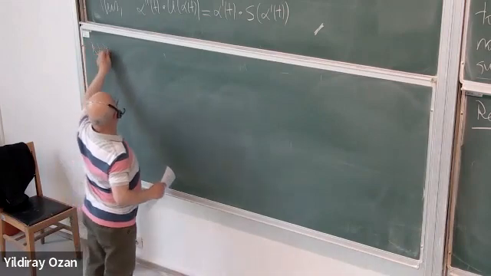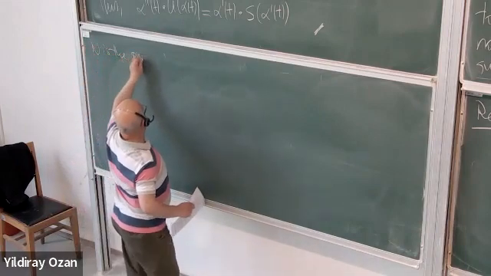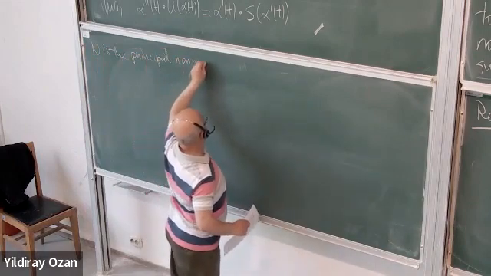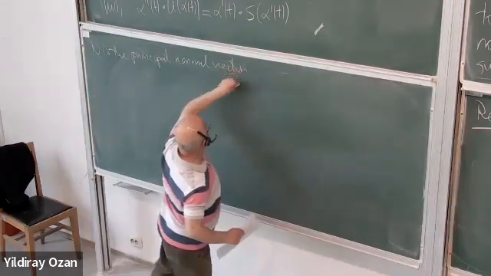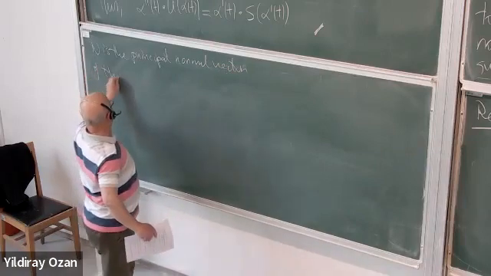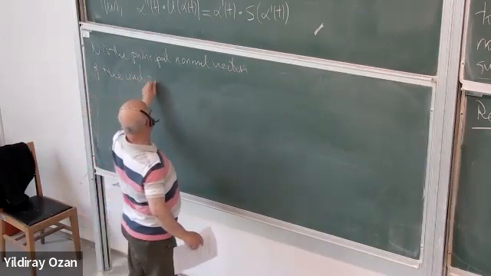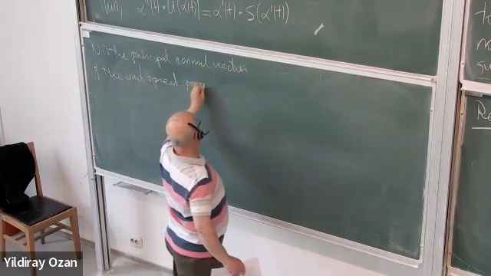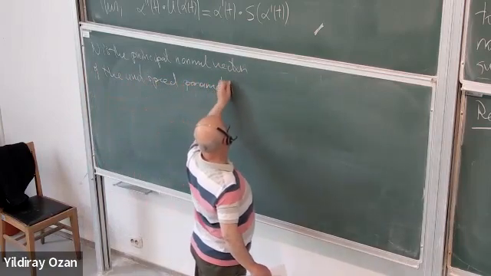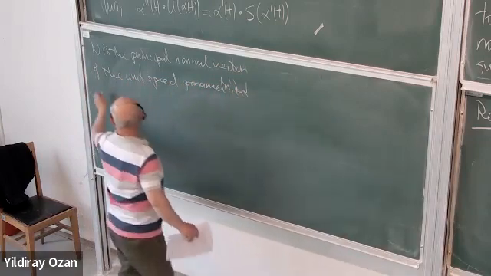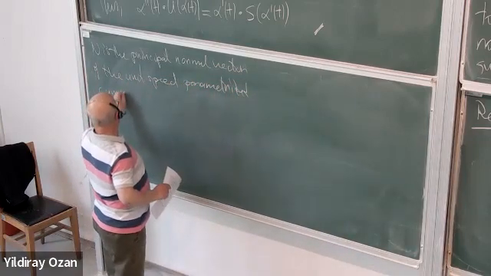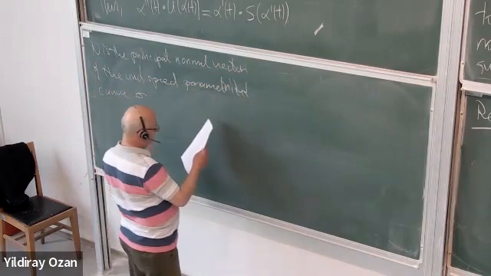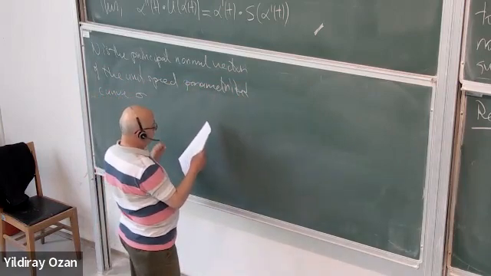N is the principal normal vector of the unit speed parameterized curve sigma.